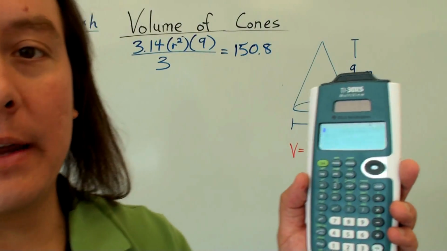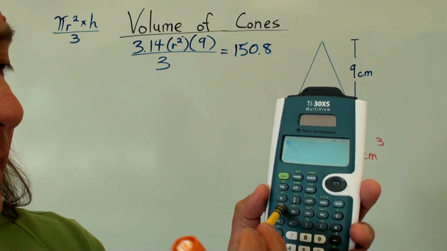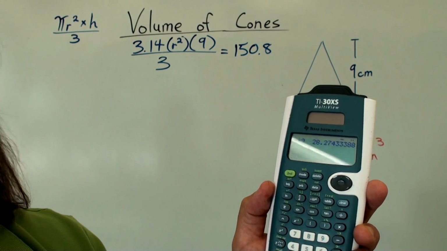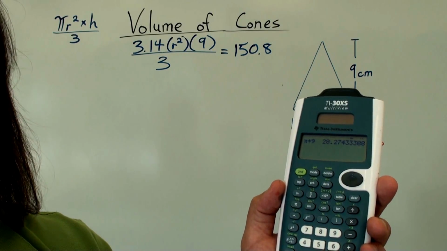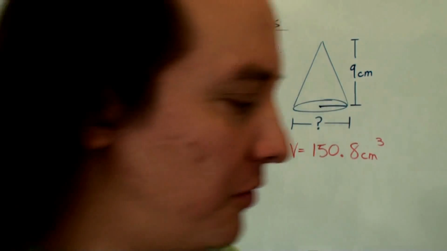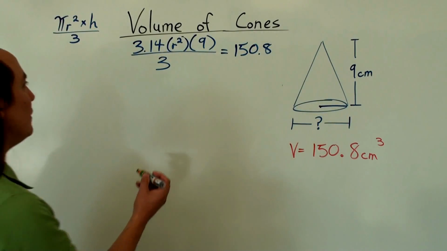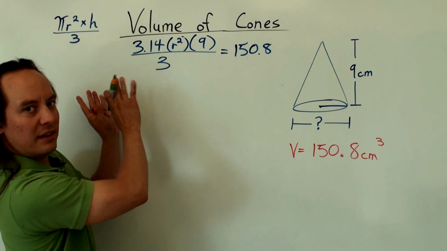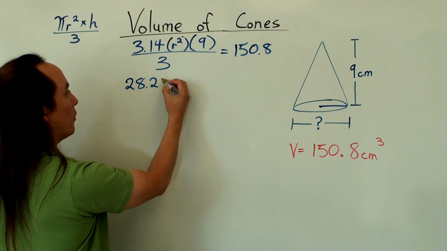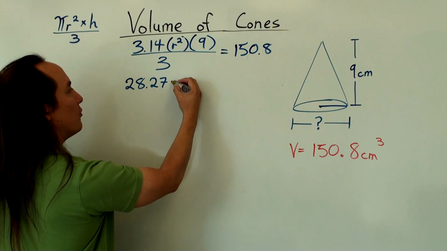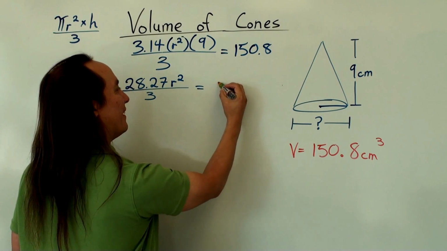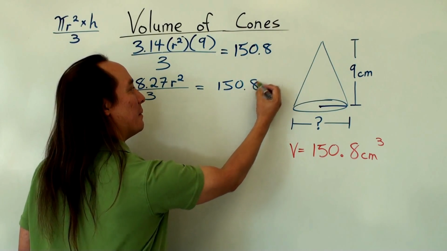But anyway, so on the calculator, I'm just going to go pi. I'm going to use a button like I always do. Pi times 9. And I get 28.27433, blah, blah, blah, right? But I'm just going to use 28.27, okay? So let's go ahead and put that down. I'm going to put the numbers on one side, then R squared. So 28.27 R squared over 3, it's a big long thing, right, is equal to 150.8.